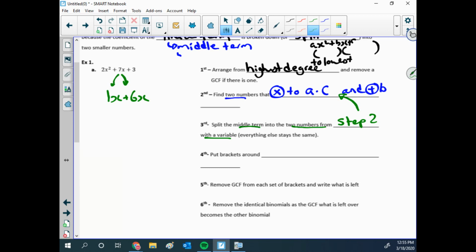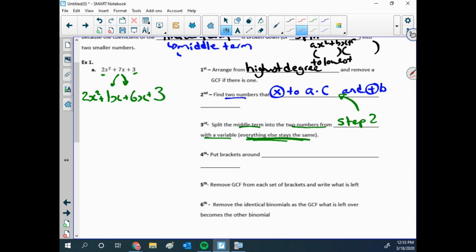Once I've split my middle term, everything else stays the same. So this 2x squared, I'm just going to bring that down. 2x squared, that was a positive 1x. And the 3, the constant, stays the same, so I just bring that down. So those two lines are actually equivalent. They just look a little bit different.